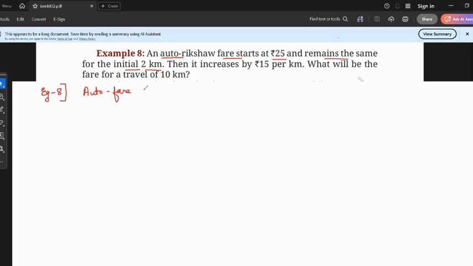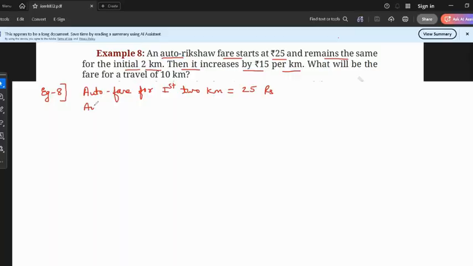Auto fare for first 2 kilometer is 25 rupees. Then it increases by 15 per kilometer.